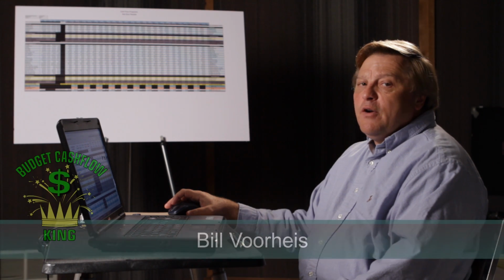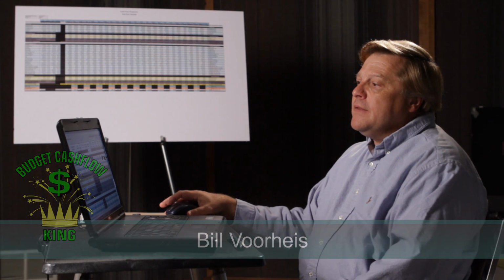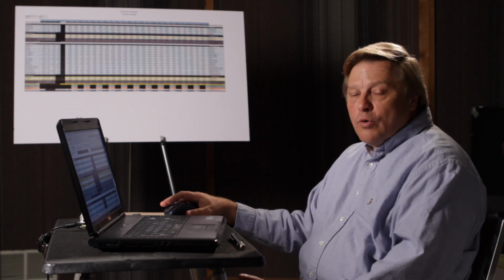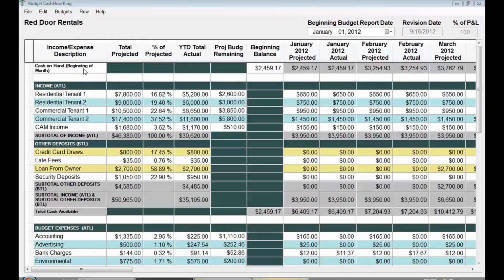Okay, the next number is a very important row, and you're going to see in a minute how it works into the overall worksheet. We're going to start at the top where it says cash on hand beginning of the month. Here you see $2,459.17. That was the balance that came over from your previous year. In this case we started January 1st, so this was the December 31st balance from the prior year. So you go into the year with $2,459.17. That adds to your cash position for this new year.